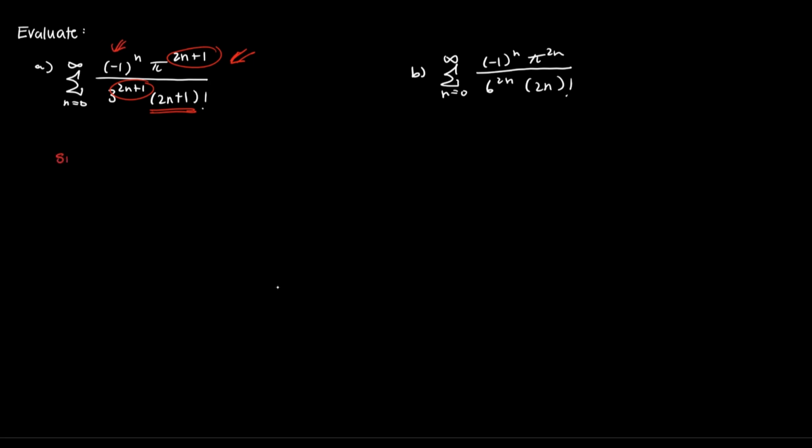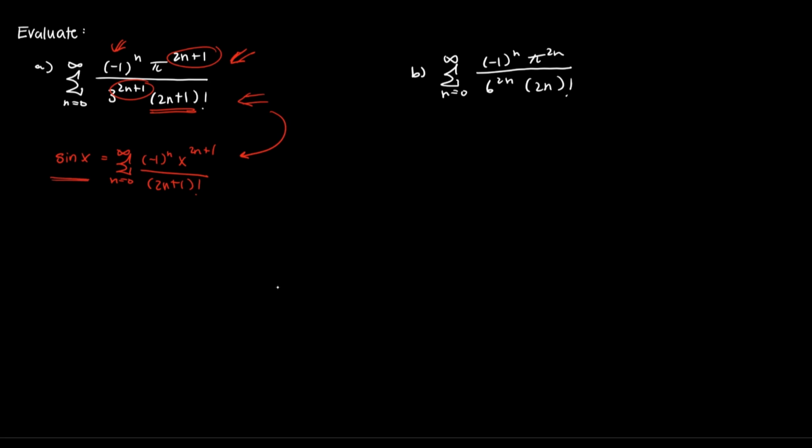So this kind of looks like our series for sine x, which we determined to be the sum from n equals 0 to infinity, -1 to the n, x to the 2n plus 1, divided by 2n plus 1 factorial. So how can we get this expression into the same form as our sine x expression so that we can use sine x to evaluate it?